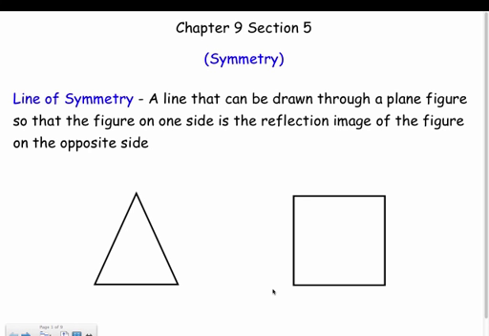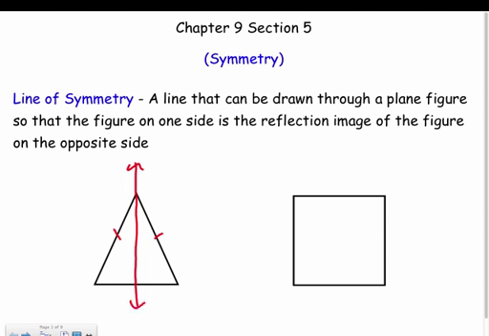For example, we could have a line of symmetry, which is a line that's drawn through a plane figure so that the figure on one side is the reflection image of the figure on the opposite. Basically, if I draw a line through a shape, on both sides of the line they look identical. It's like a reflection. So for example, in this triangle, this is really an isosceles triangle here, I could draw a line right through the pipe here. That would be a line of reflection, just like that.